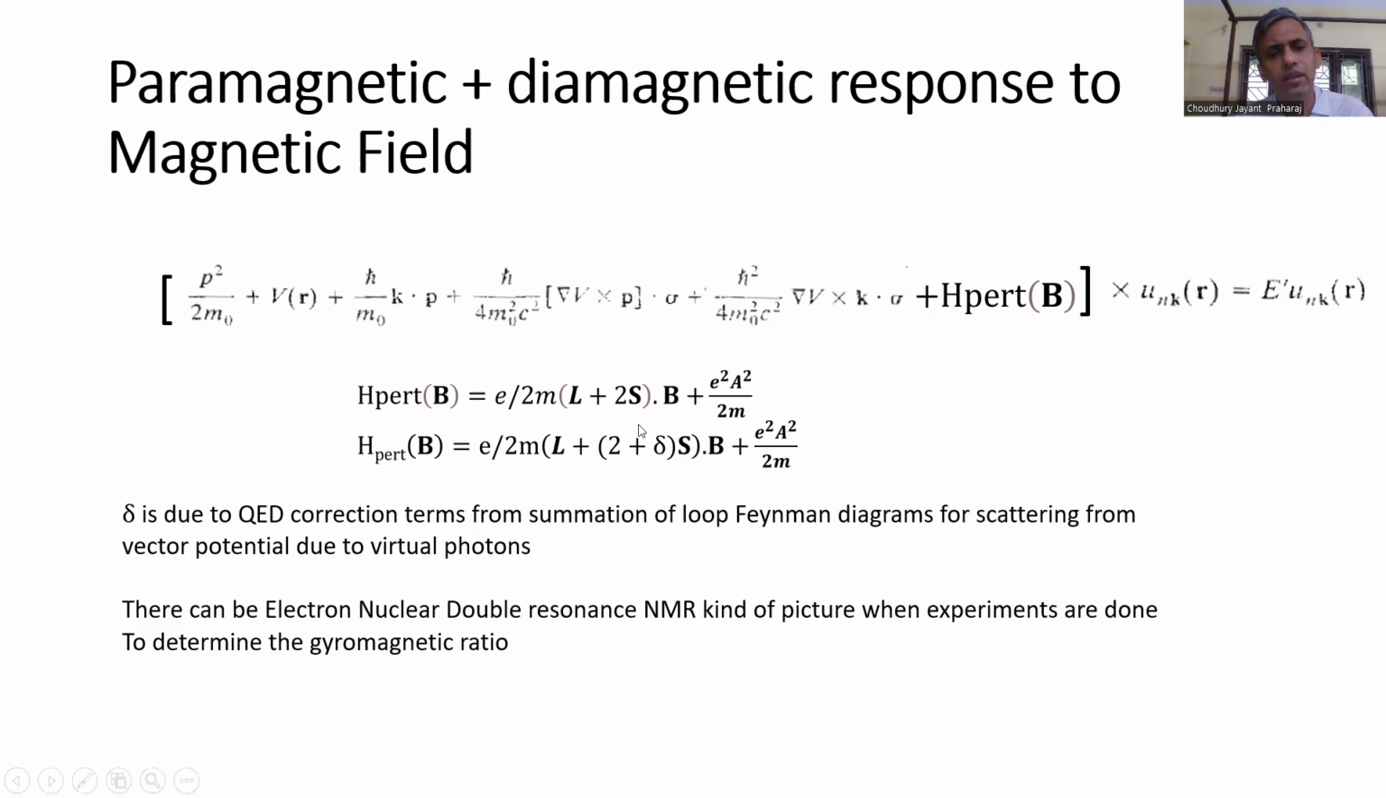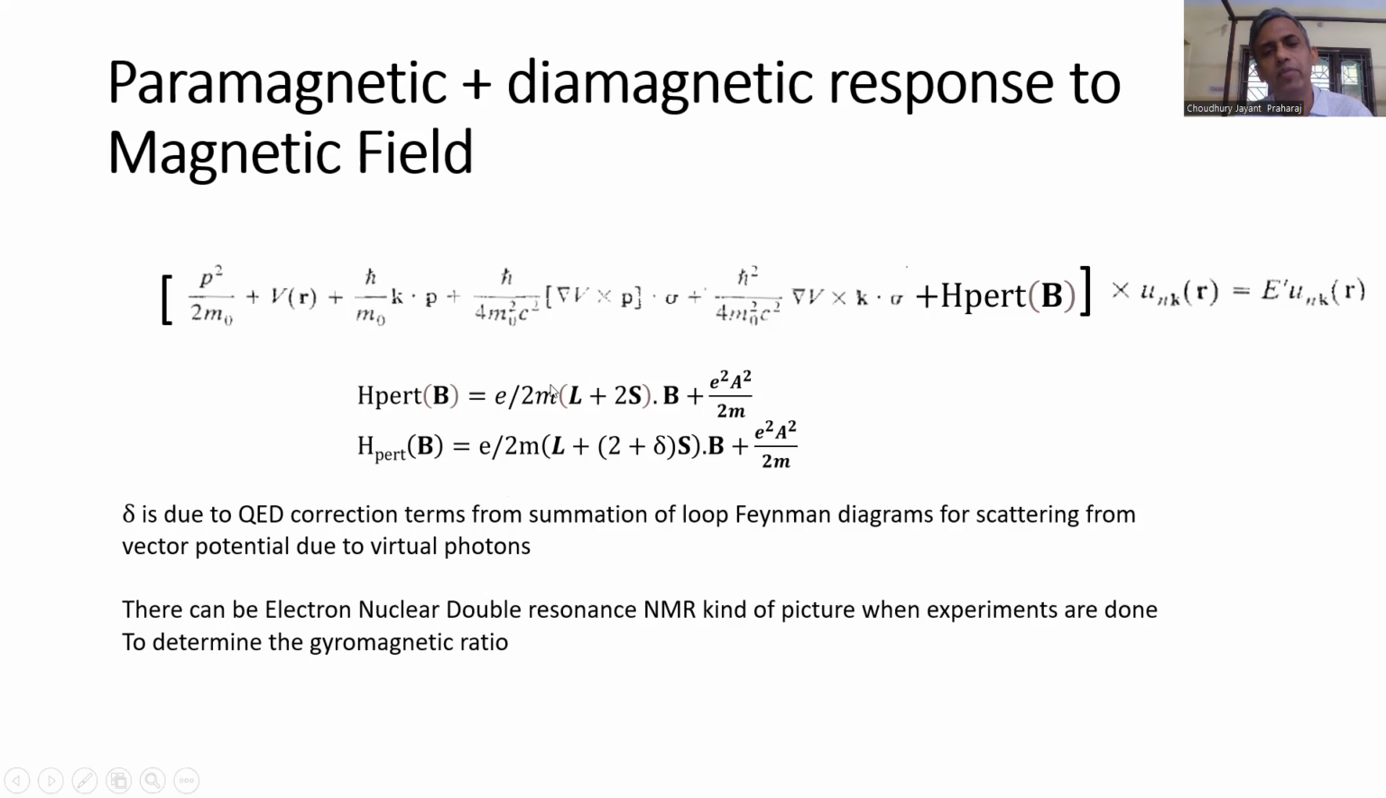And now the second line shows that the term multiplying the spin angular momentum is modified from 2 to 2 plus delta, and the delta is due to QED correction terms from summation of loop Feynman diagrams for scattering from a vector potential. And this is due to virtual photons in the full quantum electrodynamics picture. That has been calculated with great accuracy, and you can use it to compare with experiments. That can be an electron nuclear double resonance, NMR kind of picture, when experiments are done to determine the gyromagnetic ratio.